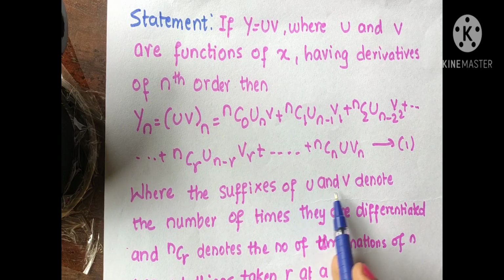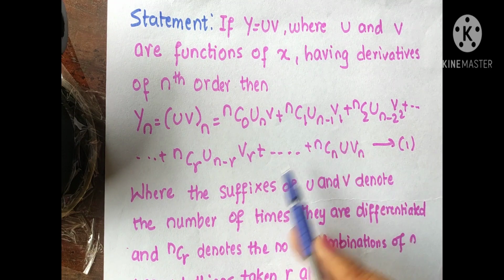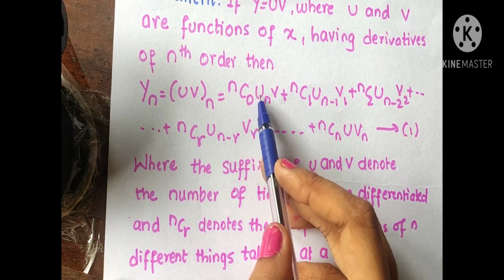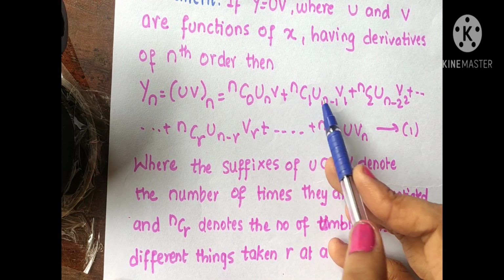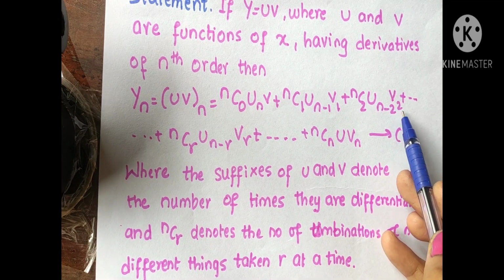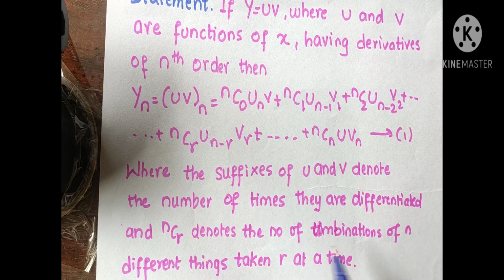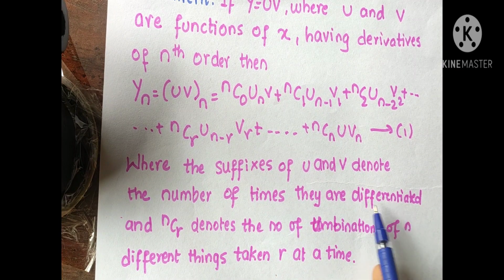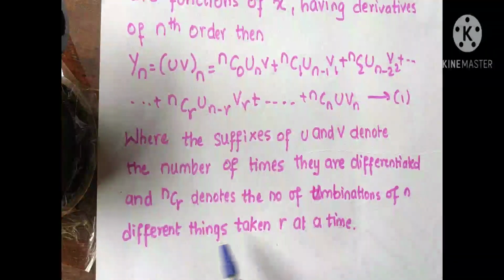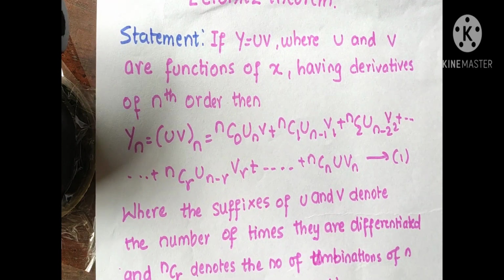Where the suffix of u and v, here un is there, v is there, v1 is there, un minus 1. So what does this suffix represent? They are nothing but the number of times they are differentiated. So here un means u is differentiated n times, un minus 1 means u is differentiated n minus 1 times, v2 means v is differentiated 2 times, vr means v is differentiated r times. And what does this nCr represent? It is the number of combinations of n different things taken r at a time. So this is the statement of Leibniz theorem.